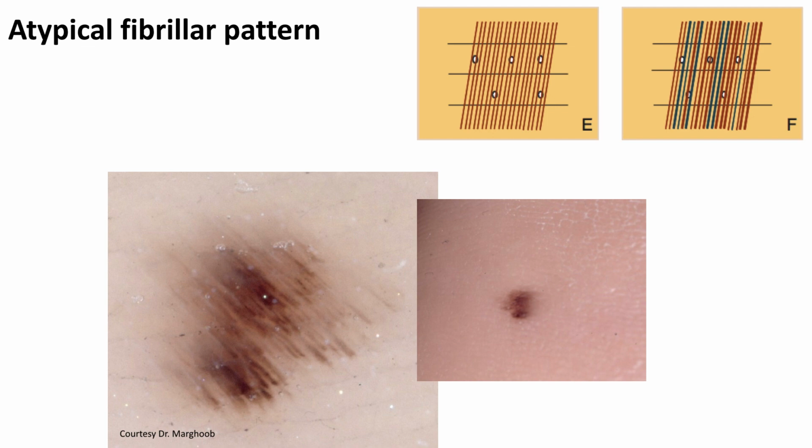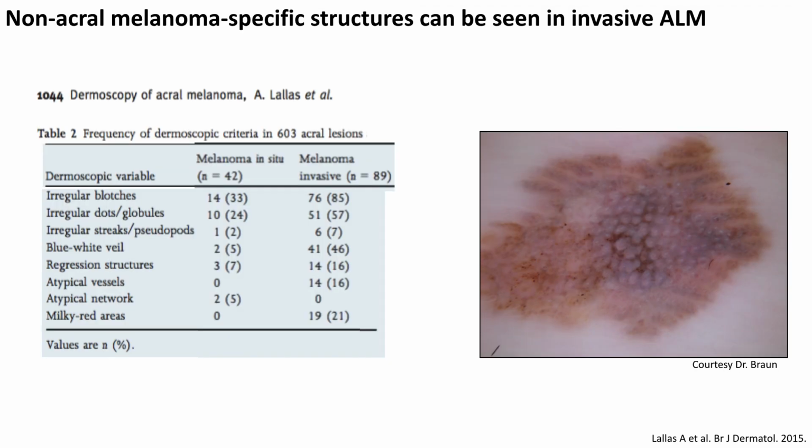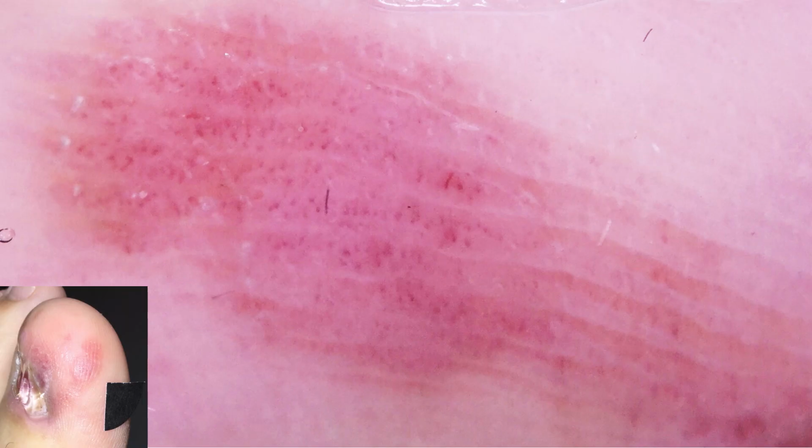Instead of seeing the parallel bands of uniform width in one color, we see multiple colors, variation in the width of the lines, as well as their length. Don't forget that non-acral melanoma-specific structures can be seen in acral lentiginous melanoma and more frequently in invasive presentations. Here's an example of an amelanotic volar presentation of melanoma, and you see dotted vessels that are distributed chaotically along the ridges.